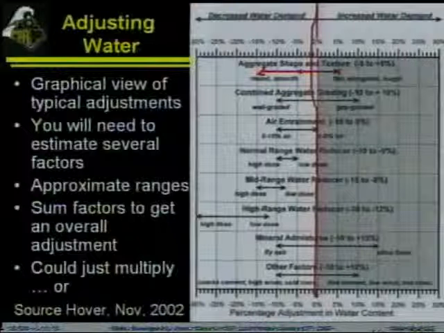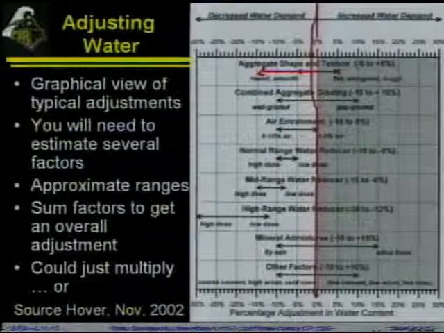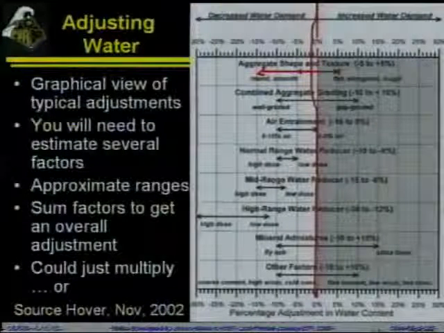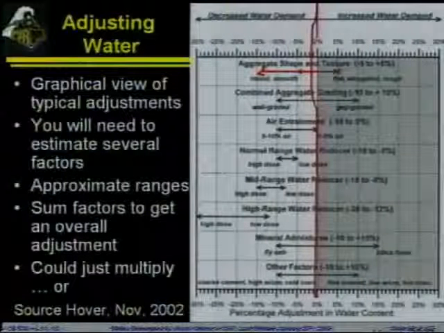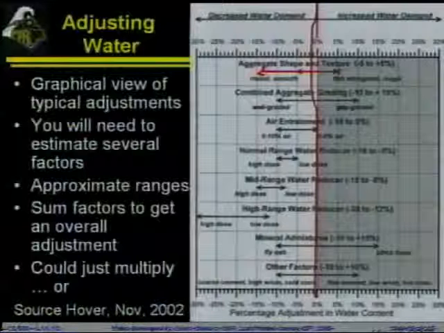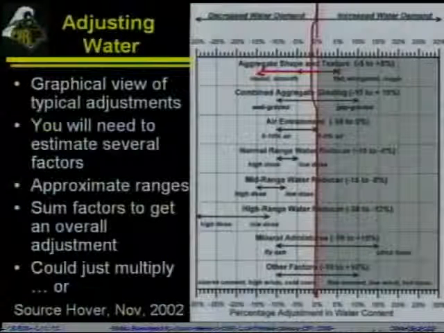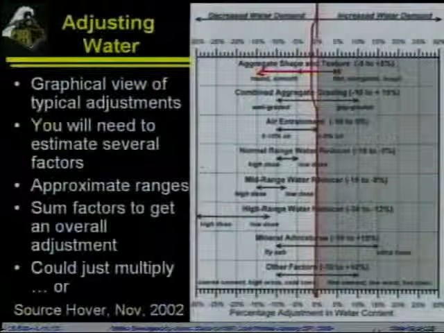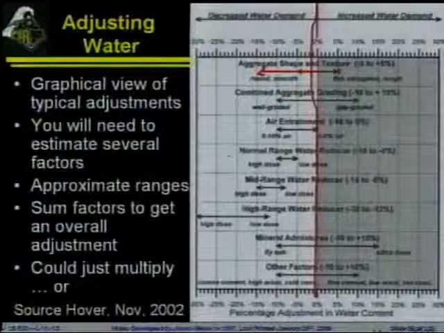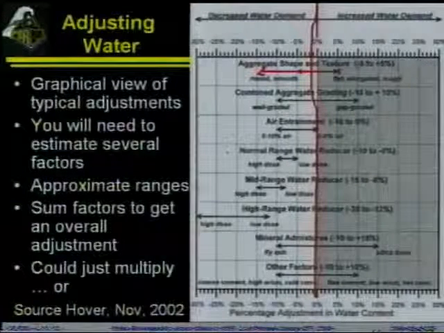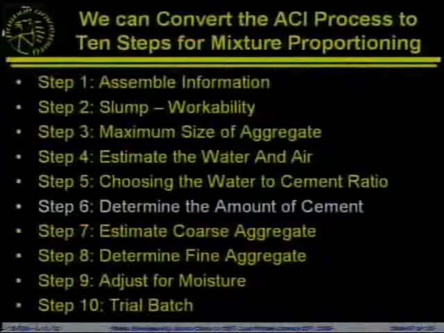Air entrainer, we know, is going to reduce the amount of water. Normal range, mid-range, high-range water reducers, you can see the expectation of the amount of water that you would reduce. And then you've got some other factors here, different types of cements. This, again, is a graphical way that you can start to get a handle on some of the factors that you can be considering when you start doing your mixture proportioning process.